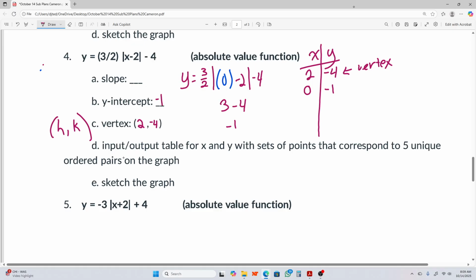And this goes right with the input-output table. And the slope, look right here. That's the slope, 3 over 2. And you can use your graph to help you with this.